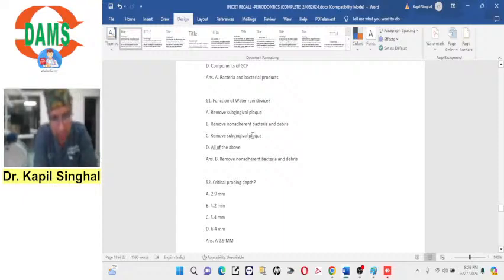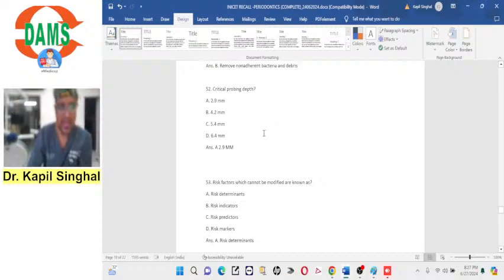Next question: function of a water rain device. So they are asking about the water picks or the water flossers. What are their functions? The first option is they remove subgingival plaque. So please remember, all these water pick devices remove non-adherent plaque. They cannot remove plaque adherent to the tooth surface. So this is wrong. The second option is remove non-adherent plaque and debris. This is correct. The third option is remove subgingival plaque, again the option is repeated. So the answer here would be B, that is remove non-adherent bacteria and debris.